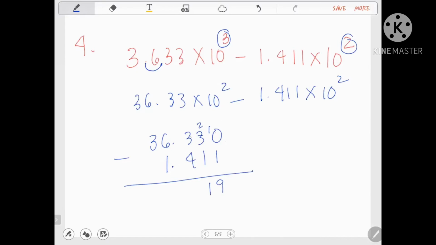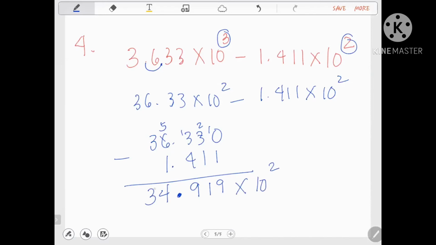And then, oops, this is 3. Minus 4 can't be, just borrow 1 here. So that will be 13, and then this is 5. 13 minus 4 is 9, and then 5 minus 1 is, oops, the decimal, just copy the decimal, and then 5 minus 1 is 4, and then 3, bring down 3. So therefore, it's 34.919 times 10 to the second.